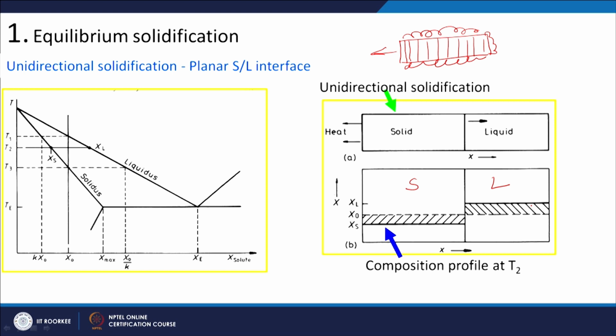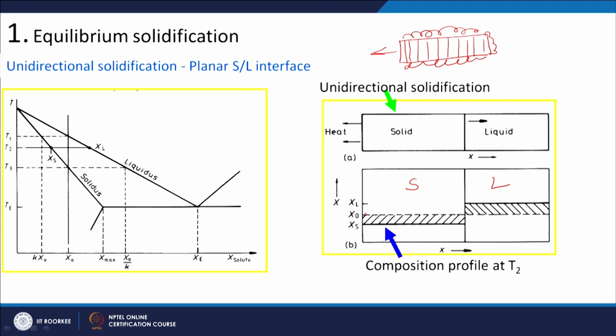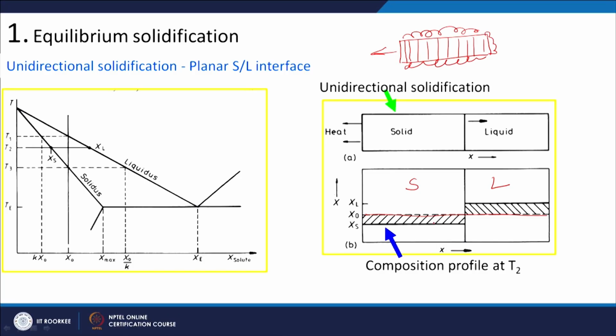So, at different temperatures the solute content in liquid and solid will keep on changing, till at the end the whole solid will solidify with the composition of x naught throughout the volume of this particular cast material. So, this is under equilibrium condition. You can see that in the overall solid the composition is same, in the whole liquid the composition is same.